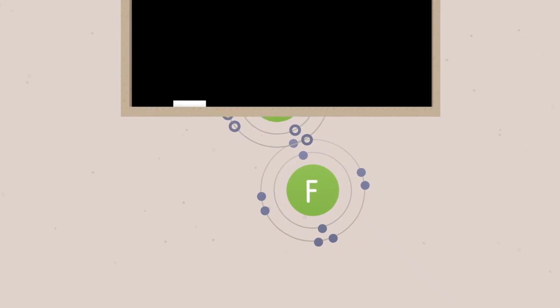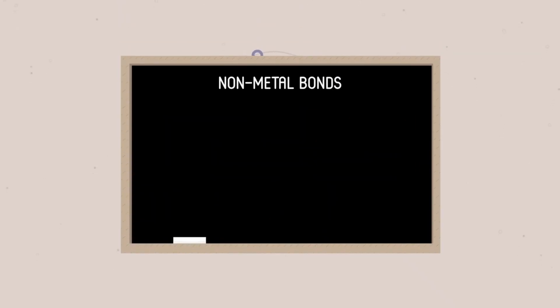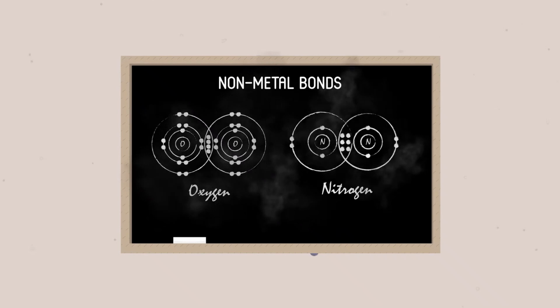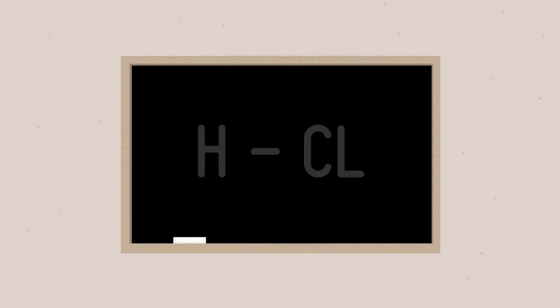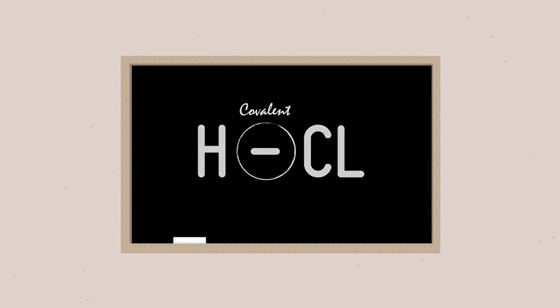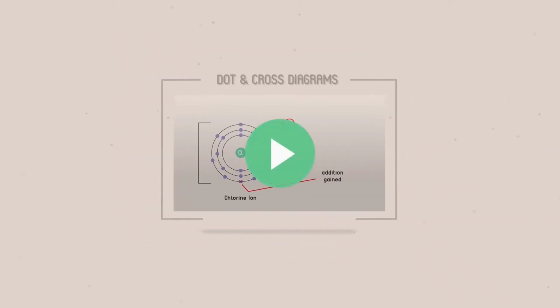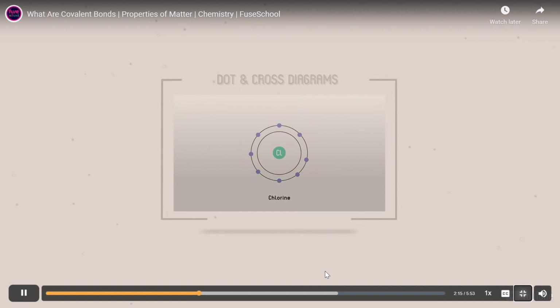If there is space in the outer shell, a non-metal atom can form double or triple bonds, like in oxygen or nitrogen. In the displayed formula of a compound, we represent a covalent bond with a straight line, like this. We can also represent a covalent bond as a dot and cross diagram. These diagrams show only the valence electrons.